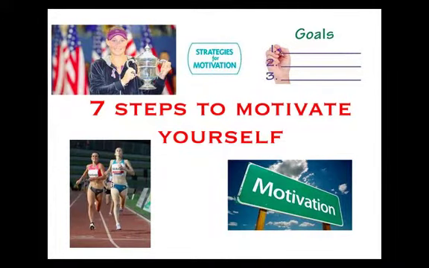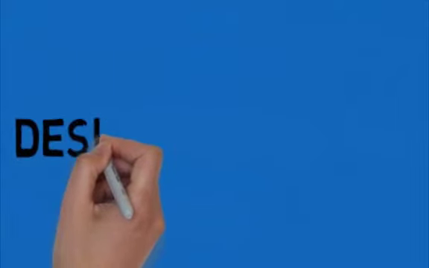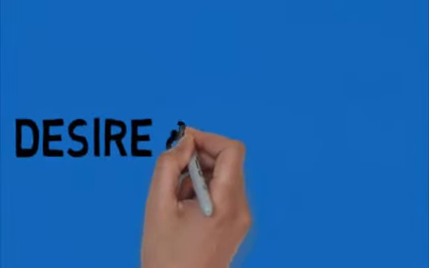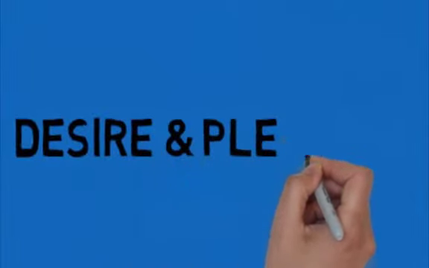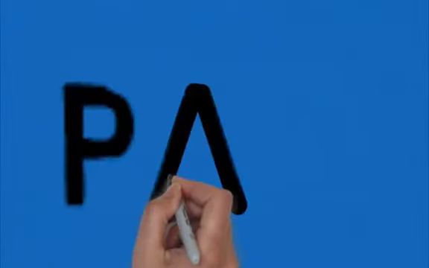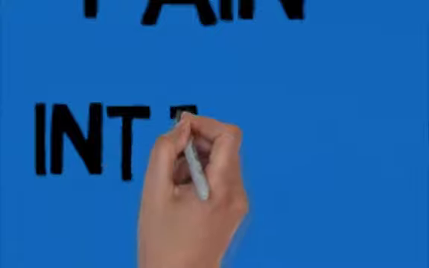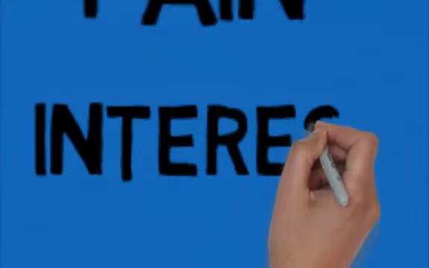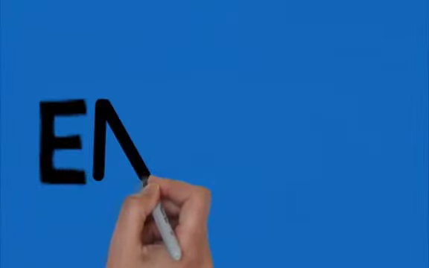We'll then also look at 7 steps to motivate ourselves. The first one is desire and pleasure. We look at how there are 2 common needs that drive human behavior, and that's pain and pleasure, which is the second strategy, and how to use those to help us access inner motivation. We also look at how we become interested in tasks, particularly if we're not interested, and how to lift our energy levels so we can be motivated.